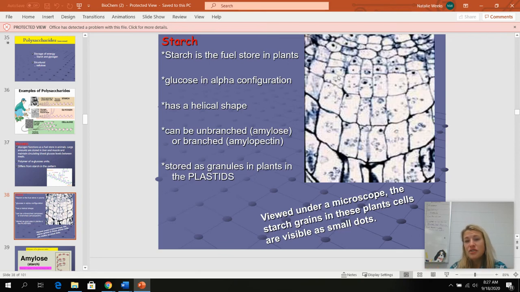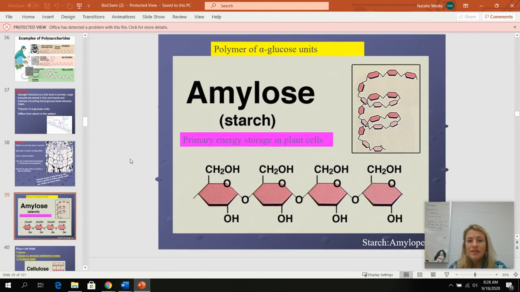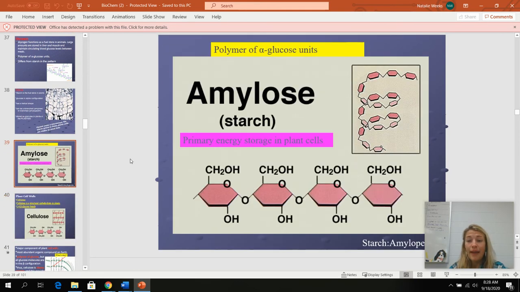Kind of cool stuff. So if we look at this picture over on the side here, these little dark circles and the light circles in there are all little tiny plastids, like little packages, I think of plastids as, with starch granules, starch wrapped all up inside of them. Okay. So once again, oops, got ahead of myself. This is the structure for amylose or starch.